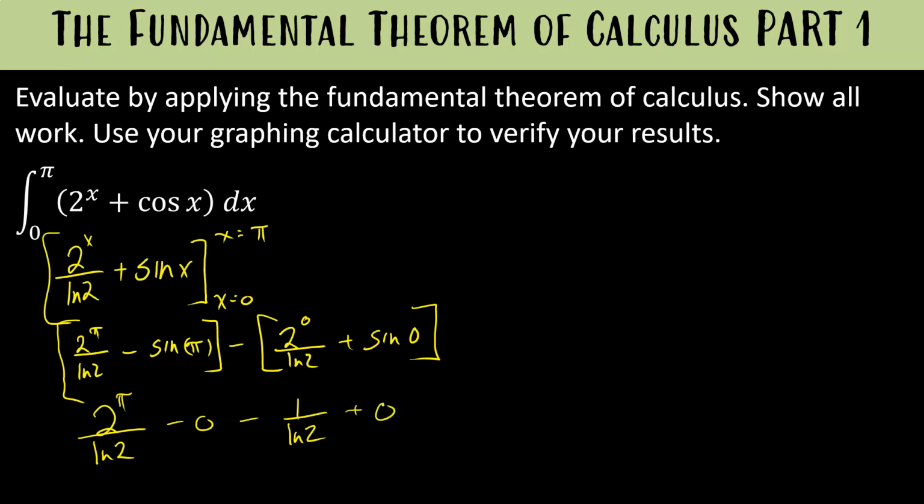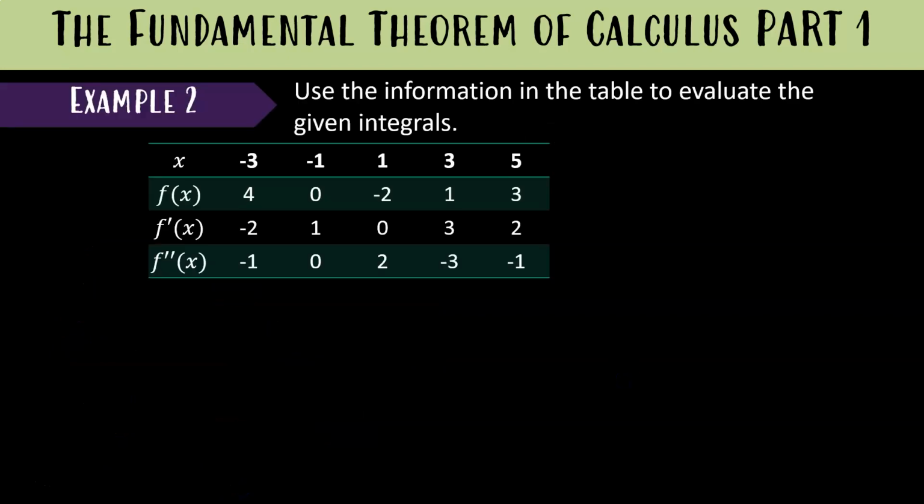I suppose I could combine. Maybe that's what we're expected to do. 2 to the pi minus 1 all over natural log of 2. But at that point, you know, who cares? Can you do this same sort of stuff from a table? Well, I don't think that's terribly hard, but maybe it's different.